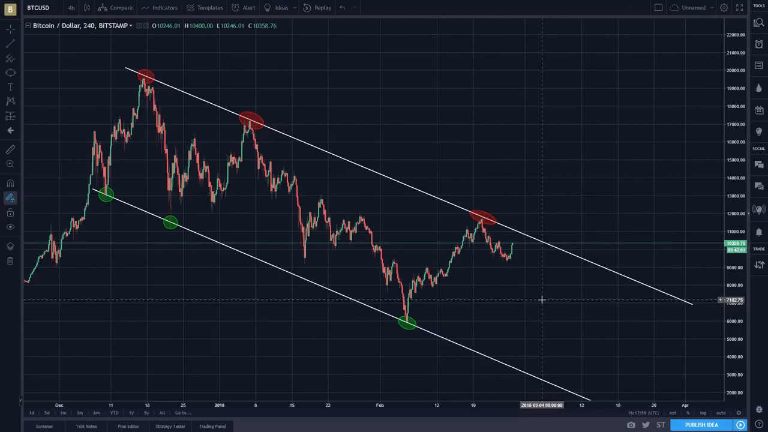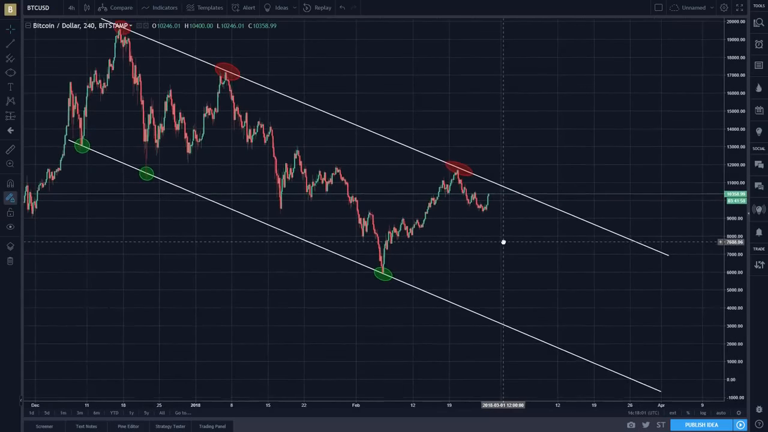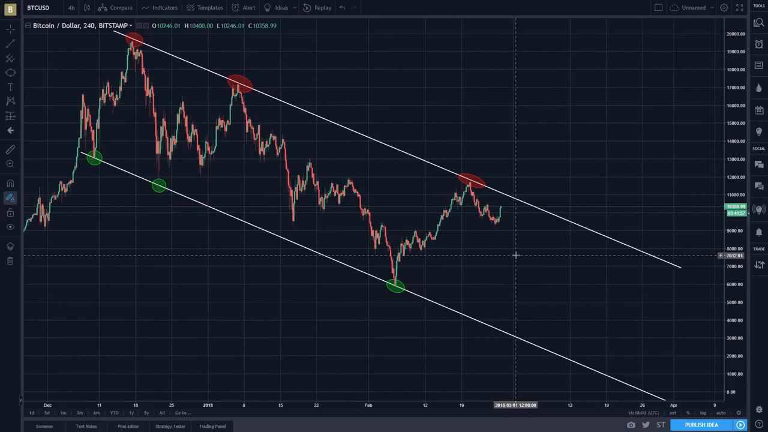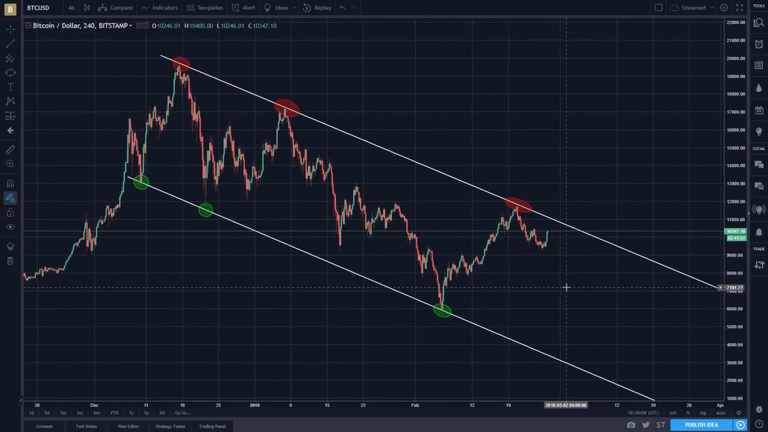This is a confirmed trend. So this is a confirmed correction channel. What that means is the market is in a downtrend. And a lot of people have an issue with that, have an issue accepting that.